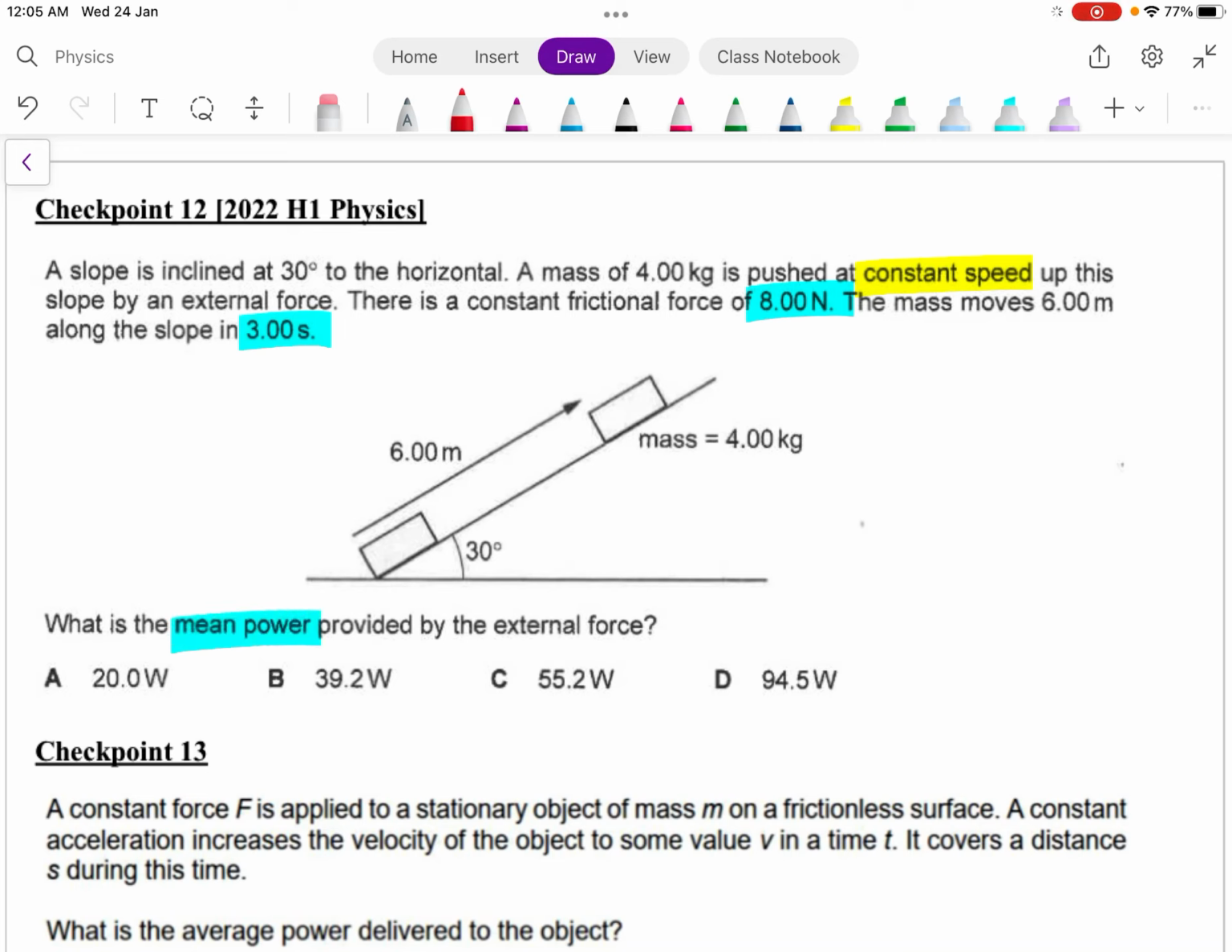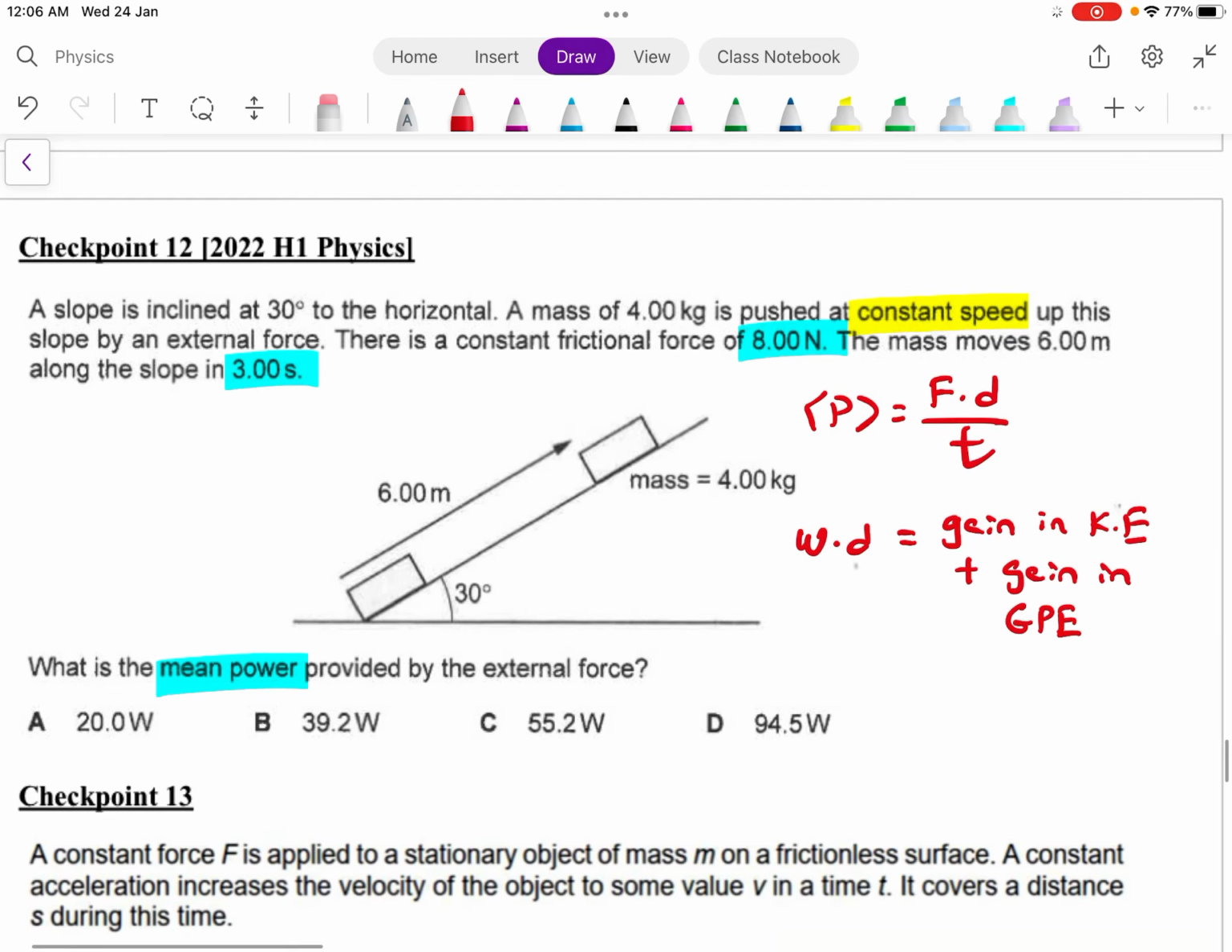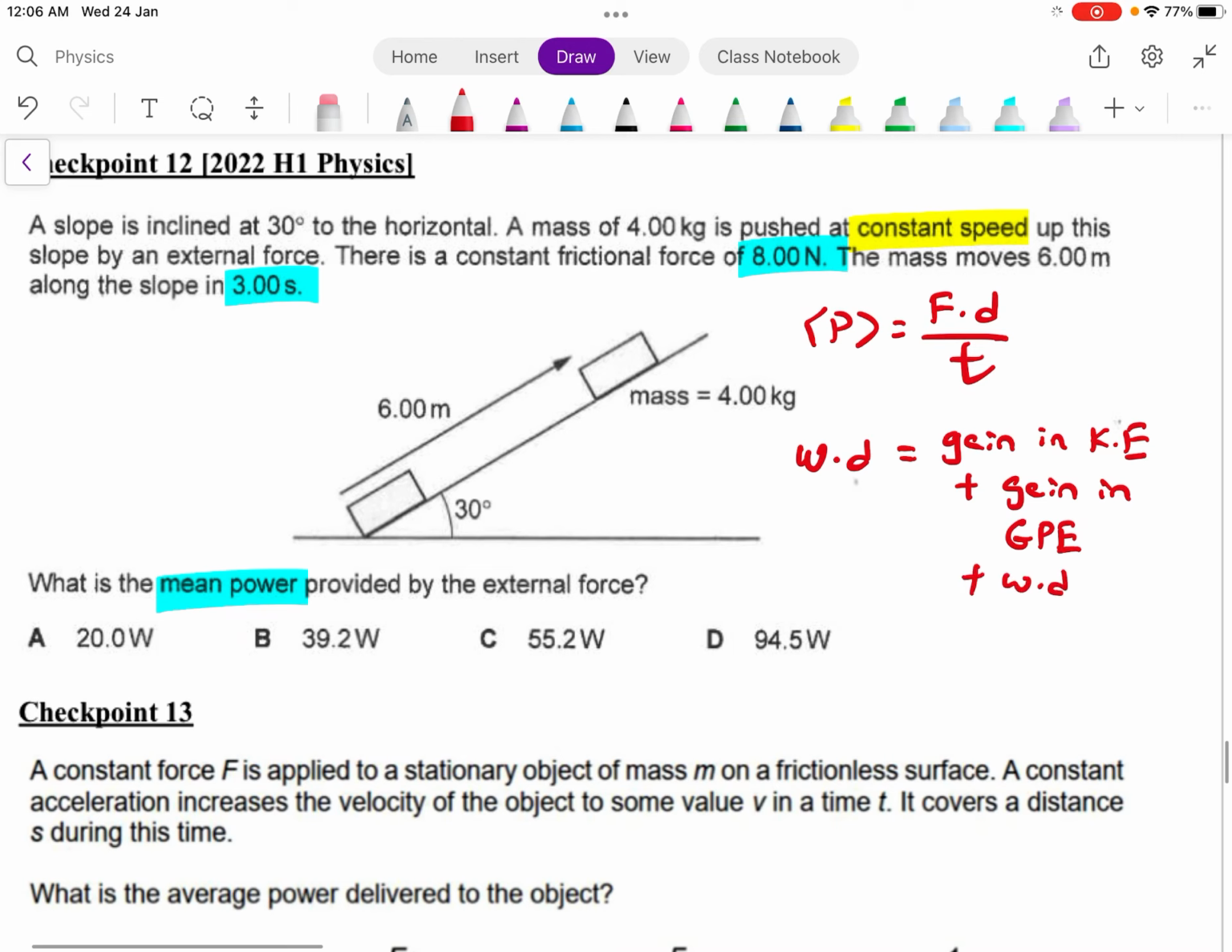For mean power, always remember it is the work done, which is force multiplied by distance, divided by time. In order to calculate work done, I use the work energy theorem. The work done is equal to the gain in kinetic energy plus the gain in GPE, and not to forget, the work done against the frictional force of 8 Newton. The gain in kinetic energy is 0 because they say constant speed.